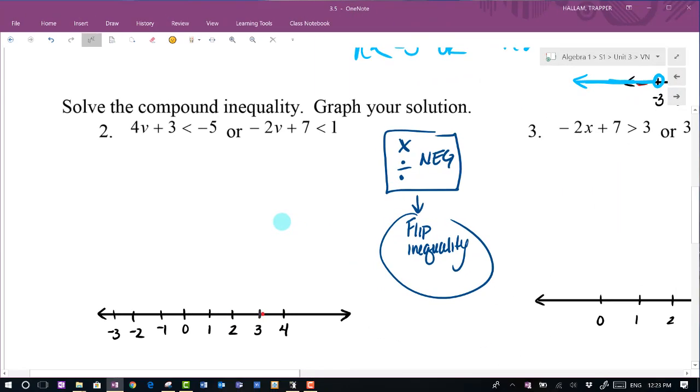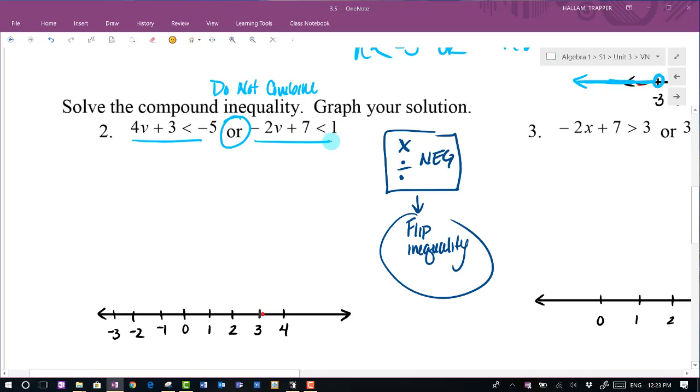Okay, on to our next example. I guess it's probably important to say that when we do an OR, we do not combine them like we do with an AND compound inequality. So ORs have to be separated by a statement of OR. In this case, we've got two inequalities, and it's asking us to solve them and graph our solution.